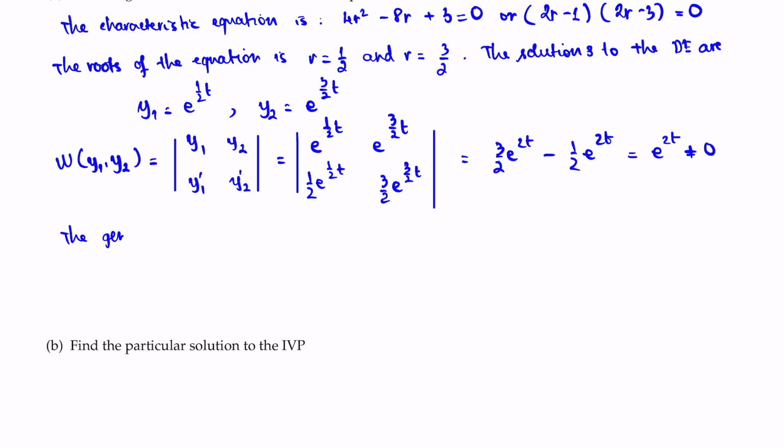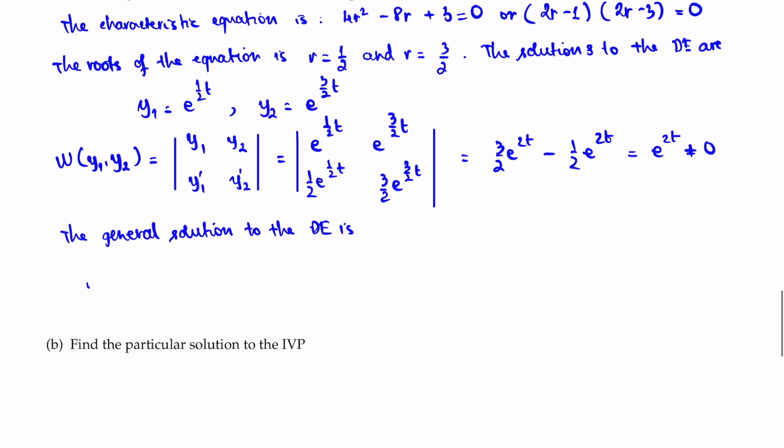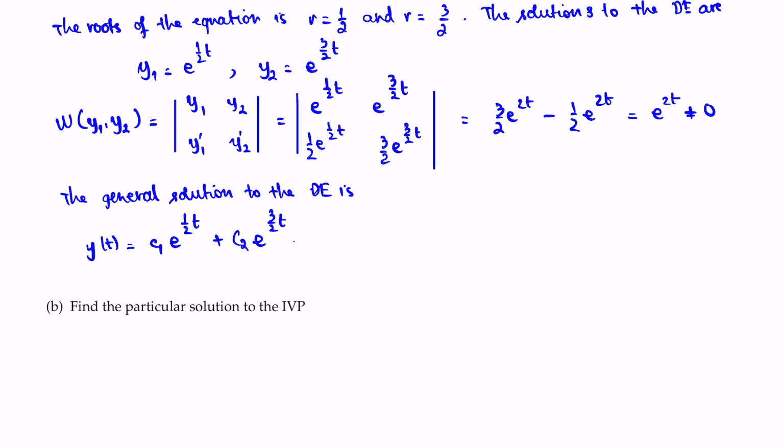So the general solution to the differential equation is y of t equal to c1 times e to the 1/2 t plus c2 e to the 3/2 t. Okay, so that's the general solution, where c1 and c2 are arbitrary constants.